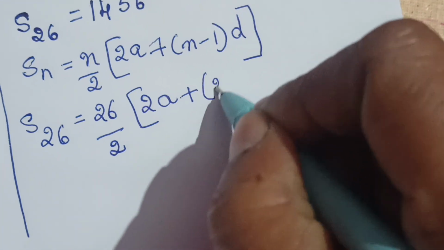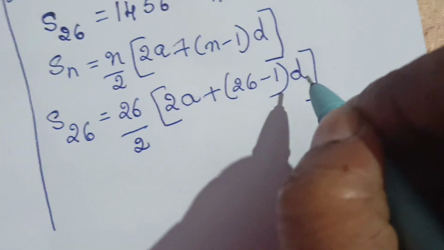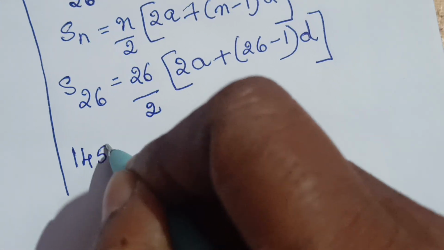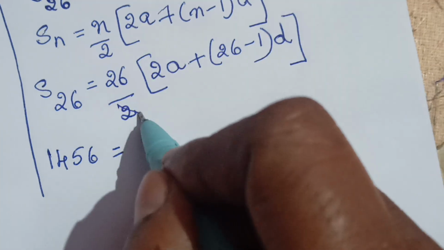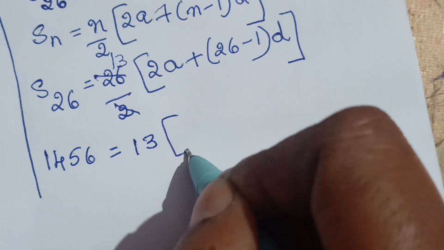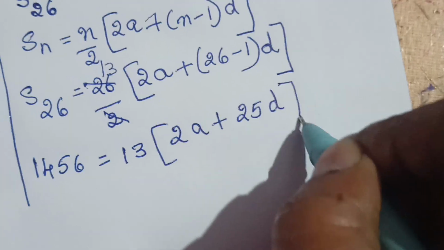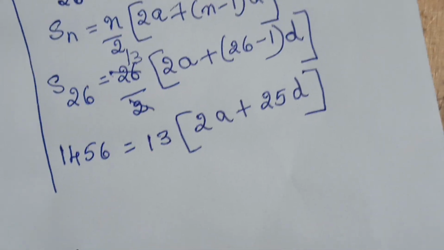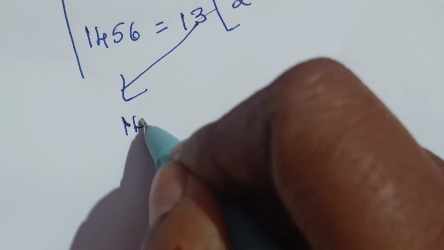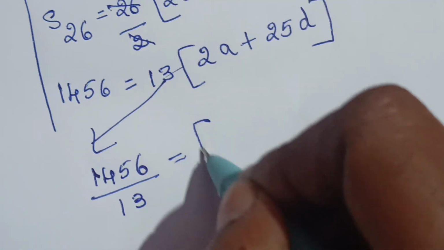So in place of n, I put 26 minus 1, d. d is also not known, so we put d as d. The value of S26 is known: 1456 is equal to, we can cancel here, 2 13s are 26, so 13 of (2a plus 25d). 26 minus 1 is 25. Further we can bring this down. 13 comes down. 1456 divided by 13 is equal to, open the bracket.